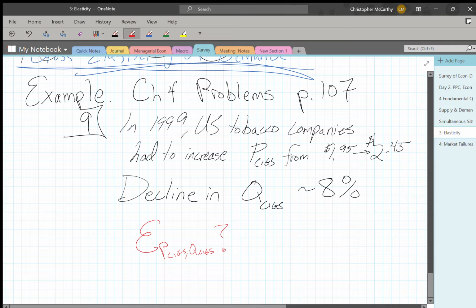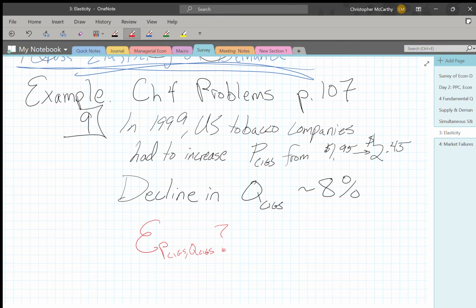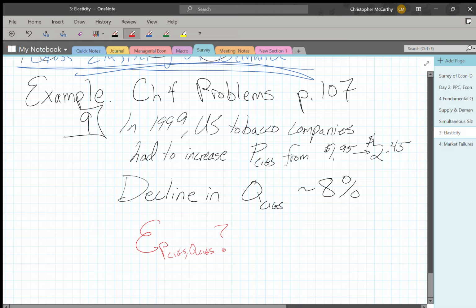So let's try to go ahead and do this on our own. And remember to use that midpoint formula. Even though we're given a direction here, let's still go ahead and use that midpoint formula.